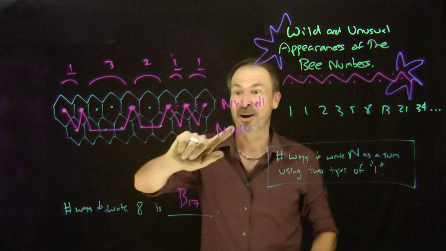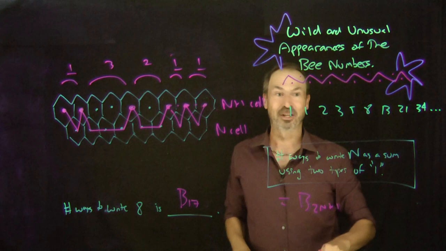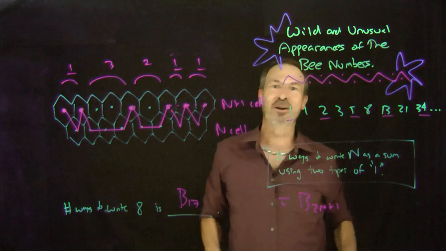Therefore, the number of decompositions is indeed every second B number, the ones in the odd positions. 1, 2, 3, 4, 5, 6, 7, 8, 9. All the B numbers in the odd positions correspond to these decompositions. That's it. That's puzzle number 2. We got it.